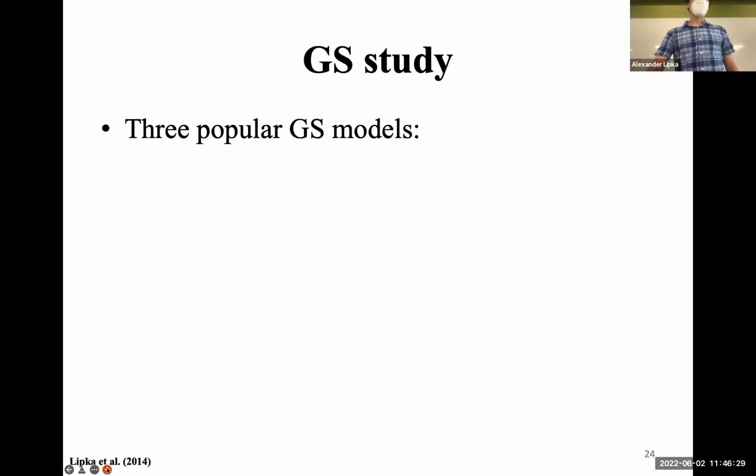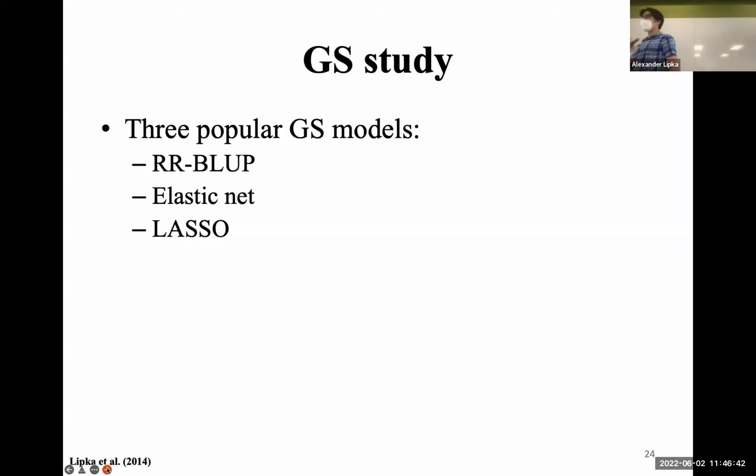So we used 3 popular genomic selection models, right? We used the RR-BLUP model, the elastic net, and the lasso, okay? I remember yesterday, Professor Witkowski was talking about how if you want to compare various genomic selection models, make sure the models are different, right? These 3 models are theoretically different from each other. Their math says they're different, but their biological rationale differs as well, okay?